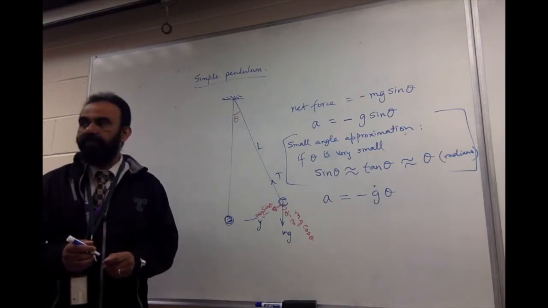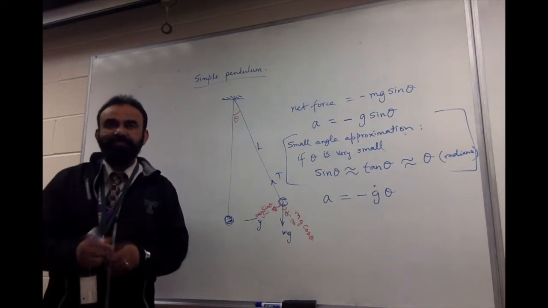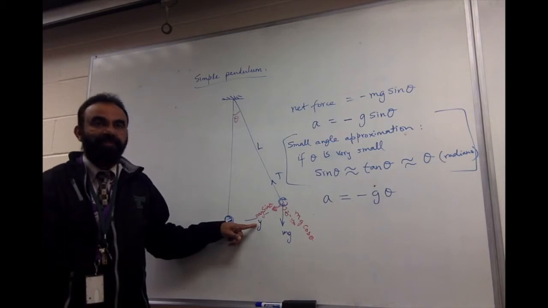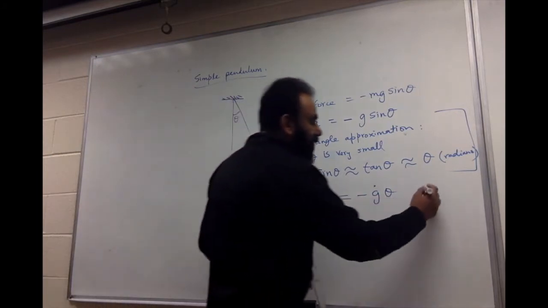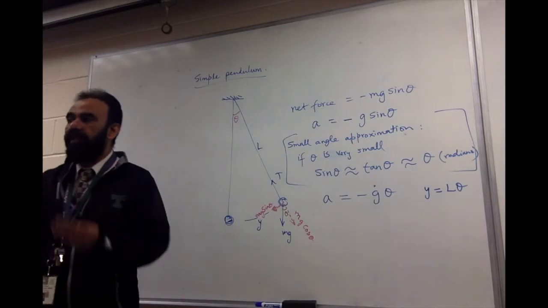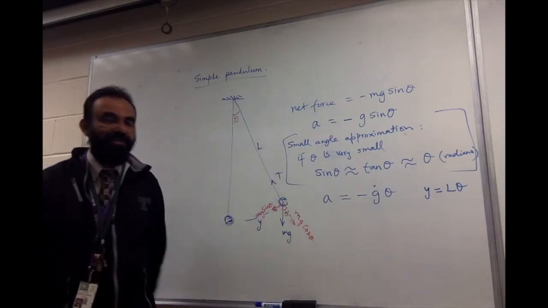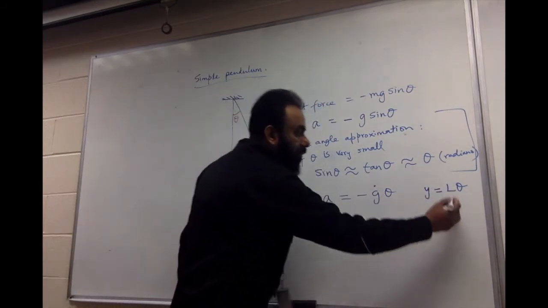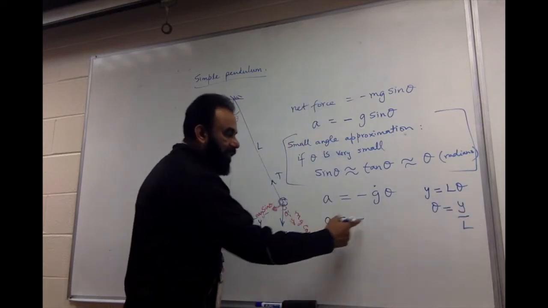What is the relation between this and this? It's not a triangle, it's the arc. You have done it in circular motion. This is the arc length, equal to radius times theta. So y is equal to L theta. Arc length is equal to radius times the angle. That's exactly what it is. So what is theta? What is theta? y over L. Put that here.